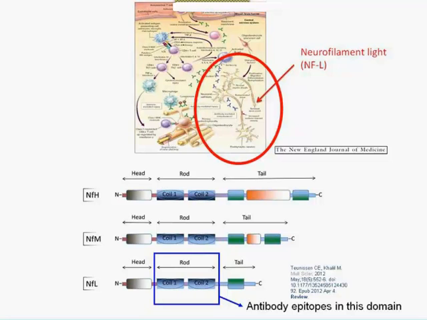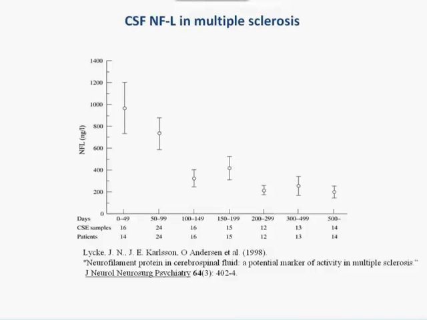The presentation I will give now will be on data generated with antibodies made by the company Human Diagnostics, and they are all specific to the mid-domain of the neurofilament light molecule. Here are just some old data on multiple sclerosis, a typical white matter disease of the brain, where we can see that CSF neurofilament light concentrations are the highest in the active phase of multiple sclerosis. And if you are far from a relapse, the neurofilament light concentration in cerebrospinal fluid goes down.